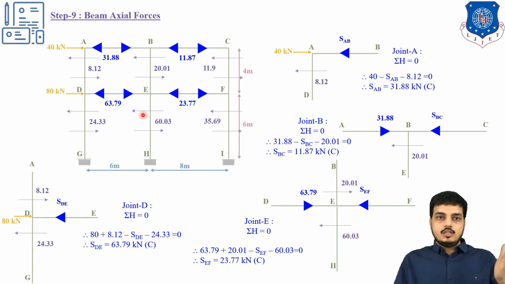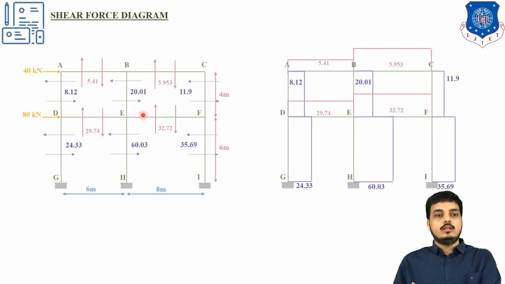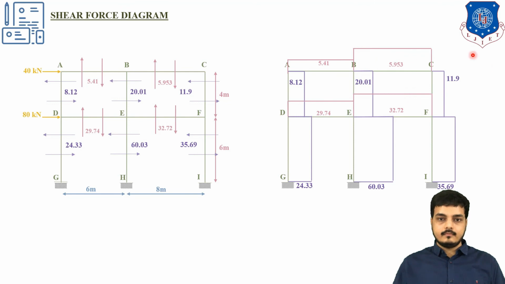After finding out shear, moment and axial forces, we have to draw the diagram. So this is my beam shear and this purple one is my column shear. So look, this 8.12, this 20.01 and this 11.9, I have drawn in purple. Similarly for 24.3, 60.03 and 35.6 I have considered this way, and for beam shear it is considered in such a way. So assume that this is going up and then down. You can consider any of the directions.